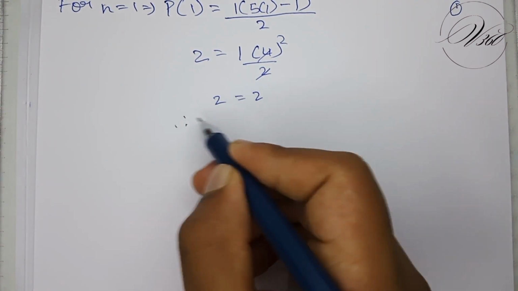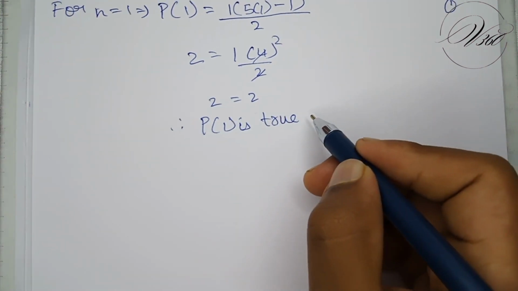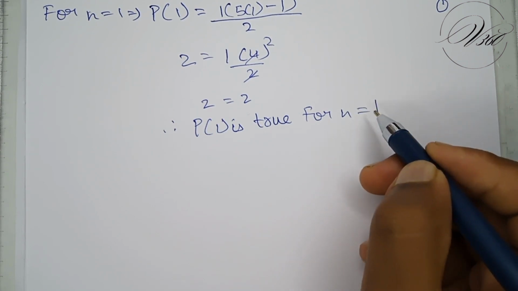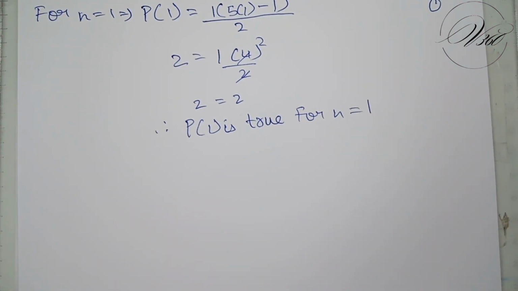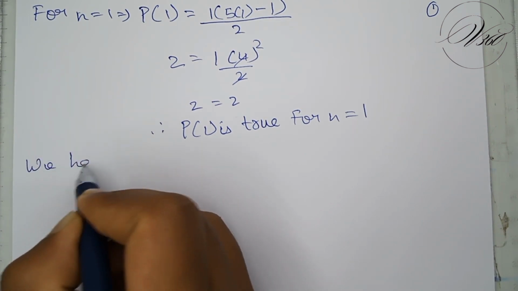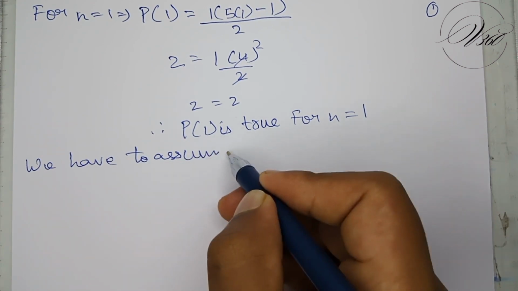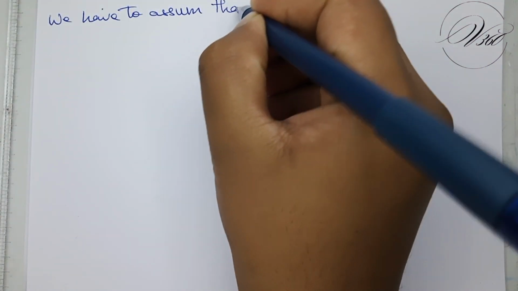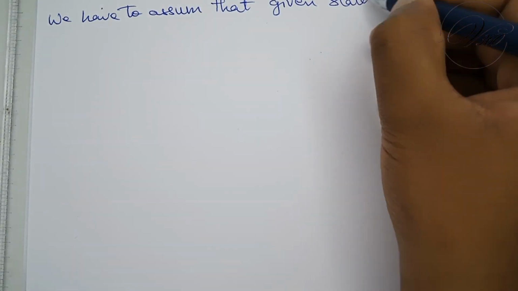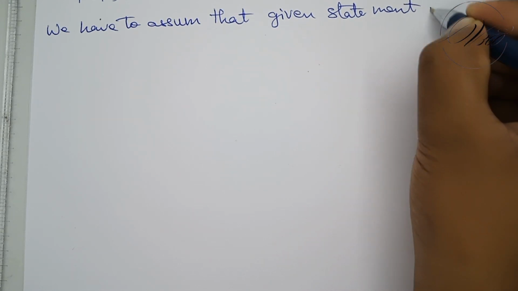Okay, therefore P(1) is true for n equals 1. Now we have to assume that the given statement is true.